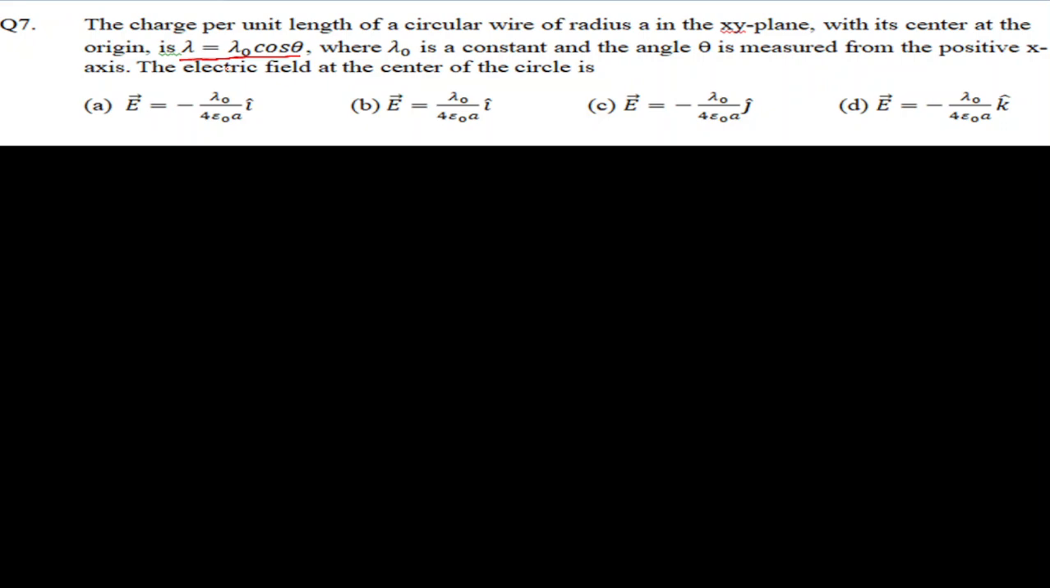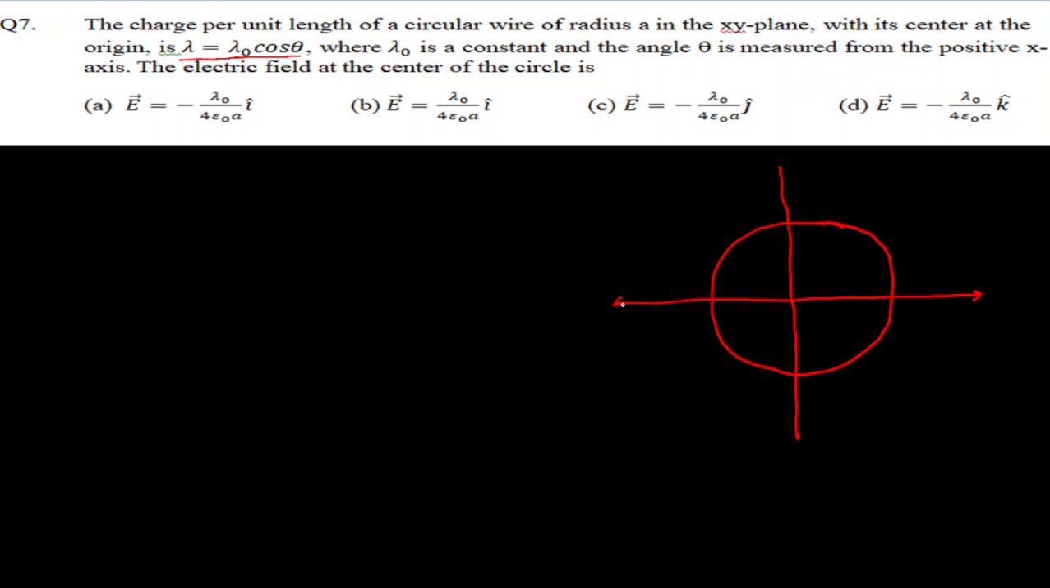The electric field at the center of a circular loop will always be 0 only when the charge is uniform. If it is non-uniform, then it may or may not be 0. That depends on the charge distribution. So in this case, let me draw a circle. The circle lies in the xy plane. Let's say this is the y-axis and this is the x-axis. The center of the circle is at the origin.